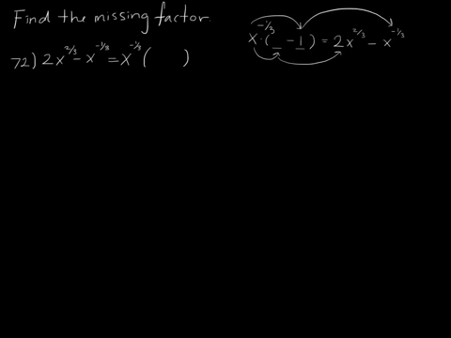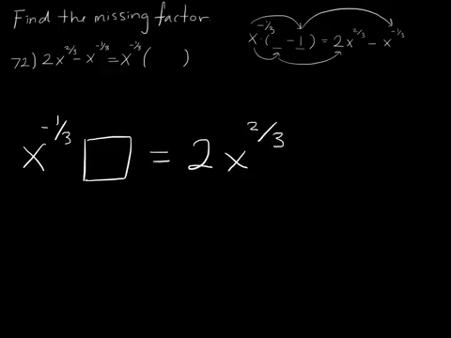That is, what we need to figure out is x to the negative 1/3 times what equals 2x to the 2/3. Since we have a 2 on the right-hand side and no 2 on the left-hand side, we're going to have to put a 2 here. Since we have x to the negative 1/3 and x to the 2/3, namely the powers on the exponents change, we're going to have an x to some power here, so that the 2 combines to give us this 2, and the x's go together to give us this.